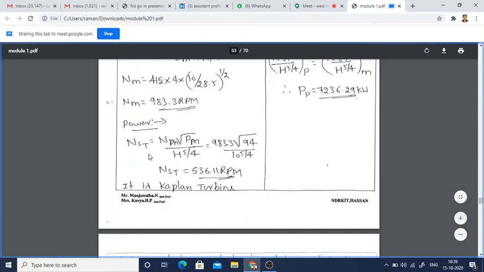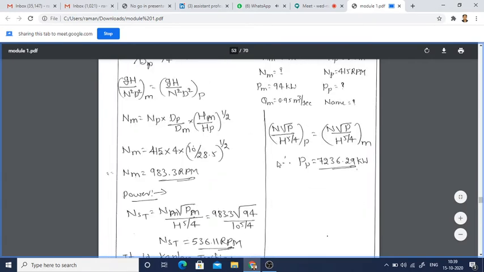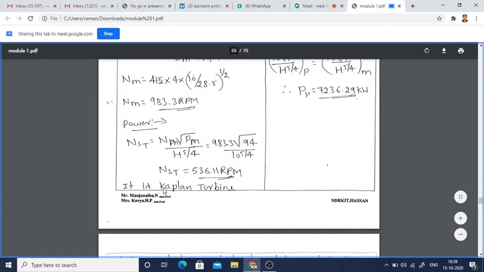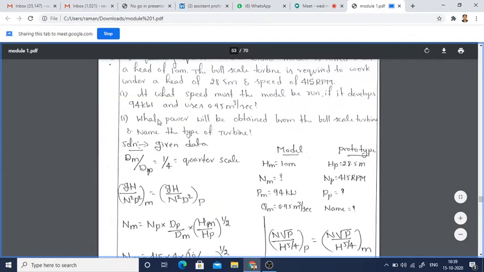So once I get the speed of the model, I can use this specific speed of turbine. So using that, I can get the specific speed. And one more thing is n root p, we can use this also to find the power of the prototype. So if you do this, now they are asking which type of turbine is this? What power will be obtained from the full scale turbine, and name the type of the turbine.